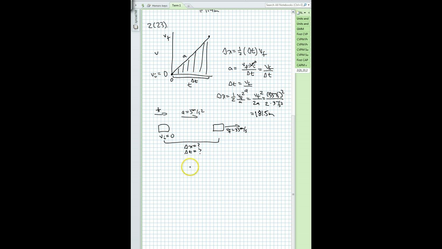Okay, so the best model here, given the info we want, is this one that we developed in class. The vi goes away, so the delta x is vf squared over 2a, which is, again, 181.5 meters.